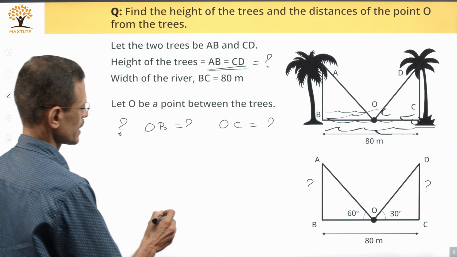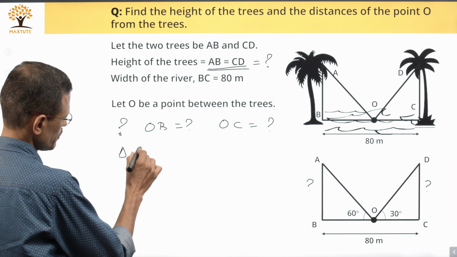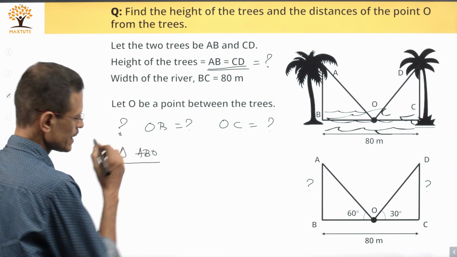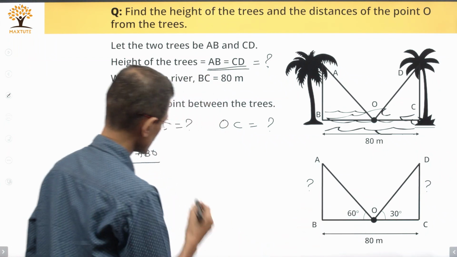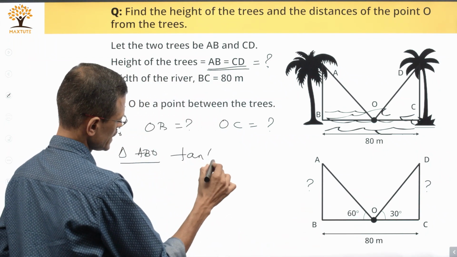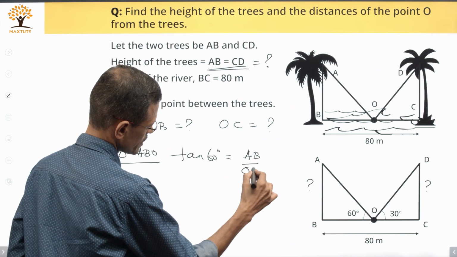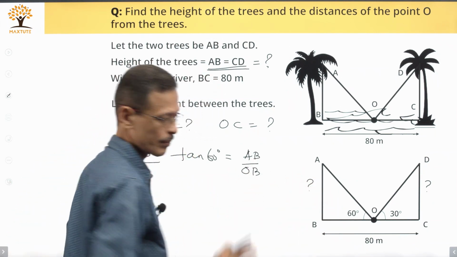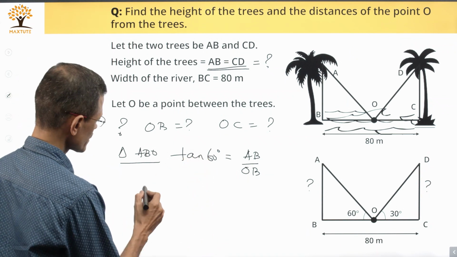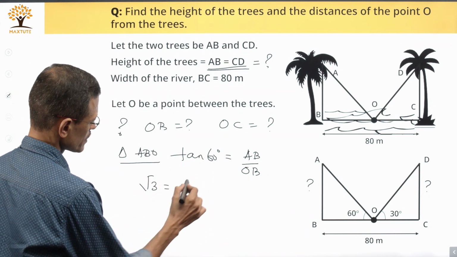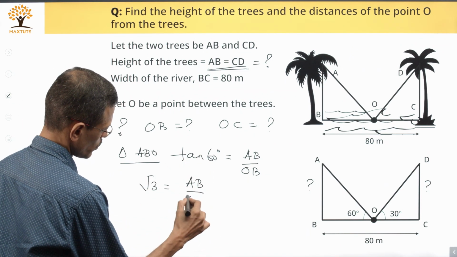So, I am going to start with triangle ABO, right triangle ABO. In this right triangle ABO, I am looking at tan of angle 60 degrees. Tan of angle 60 degrees is equal to the opposite side AB divided by the adjacent side OB, AB divided by OB. Tan 60 is equal to root 3. This is equal to AB divided by OB.